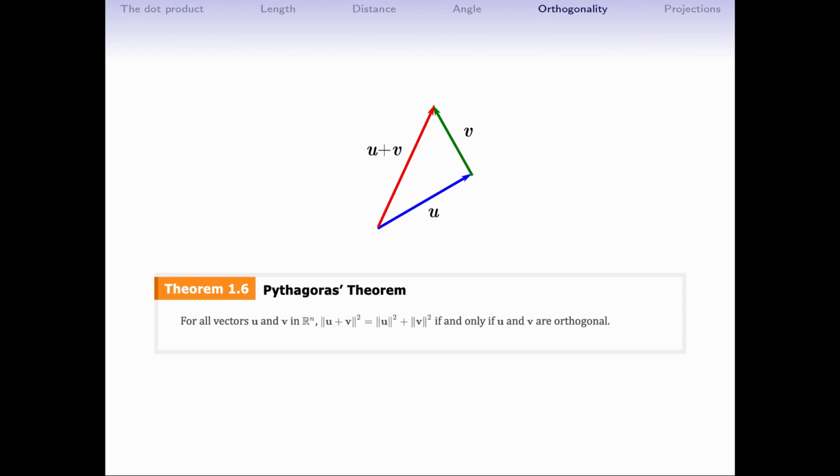Now, we'll go to the document camera and work this out, but we have to pay special attention to the fact that this is an if and only if statement. So there will be 2 things that we'll have to show. We'll have to show that if the vectors u and v satisfy this condition, then they're orthogonal. And we'll have to show that if u and v are orthogonal, then they satisfy this condition. So let's go to the document camera and work out the details of Pythagoras' theorem.